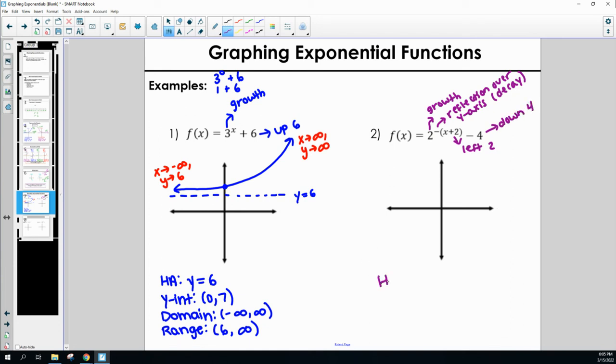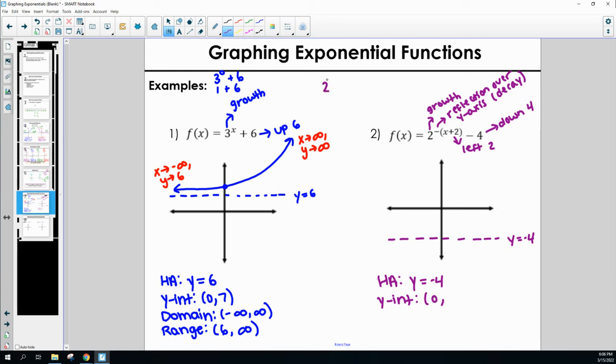So when I go to figure out the horizontal asymptote, I only care about where it's moving up or down. It is moving down 4, so y equals negative 4 is our horizontal asymptote. I'm going to draw a dotted line here, y equals negative 4.